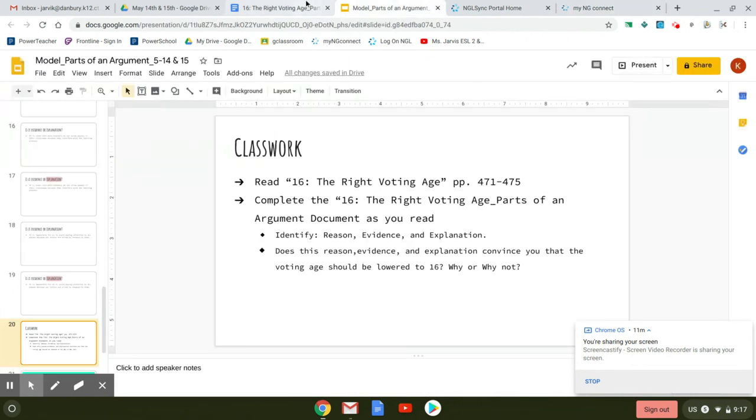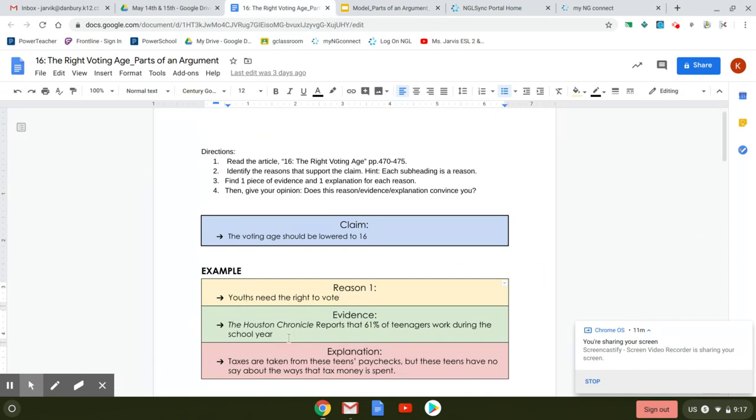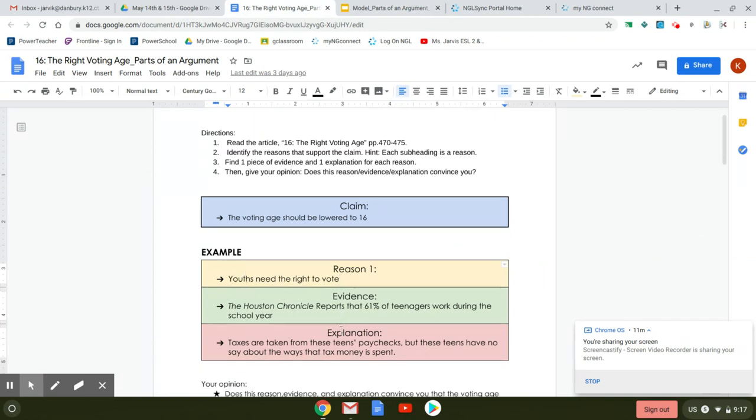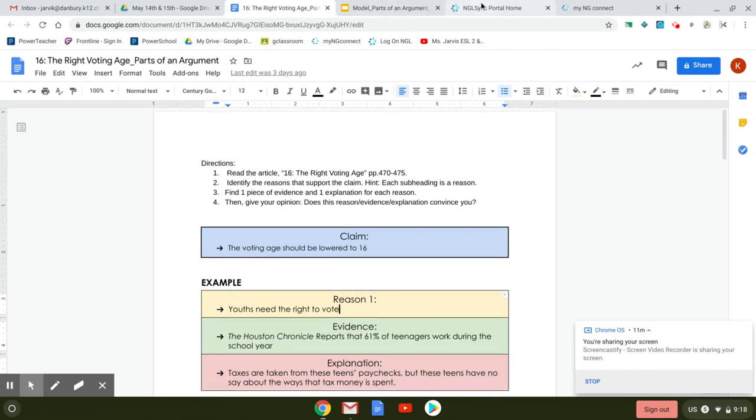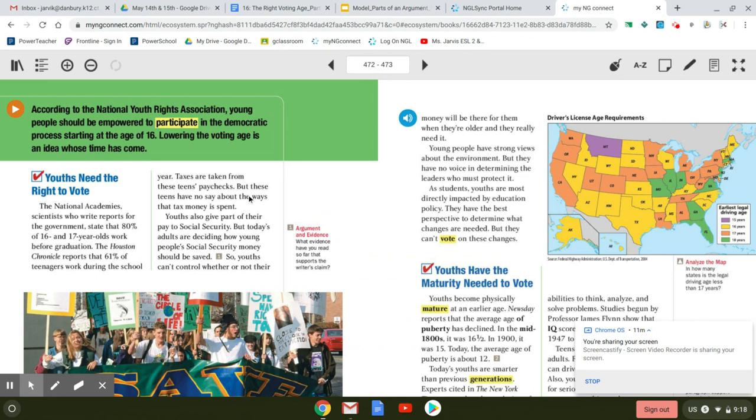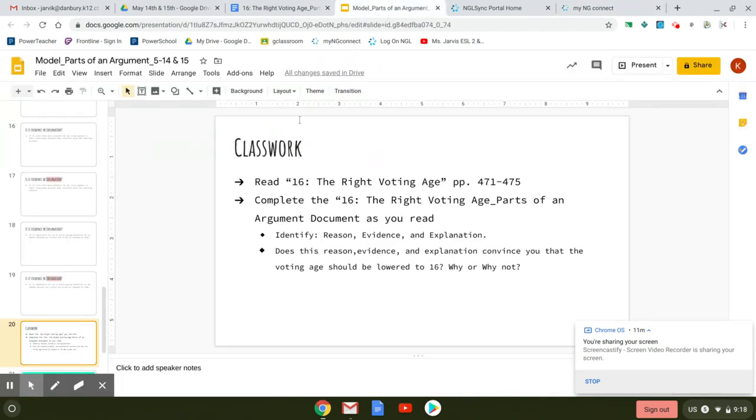So here's the evidence that I found. The Houston Chronicle reports that 61% of teenagers work during the school year. Now I'm looking for their explanation. Taxes are taken from these teens' paychecks, but these teens have no say about the ways that tax money is spent. This is the author's explanation, and that is what I'm going to put for explanation.